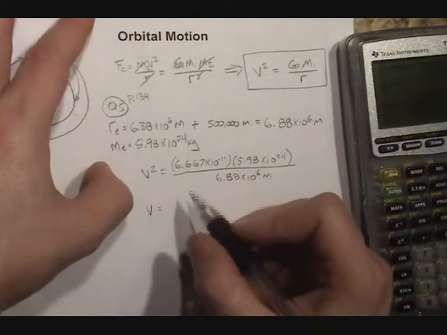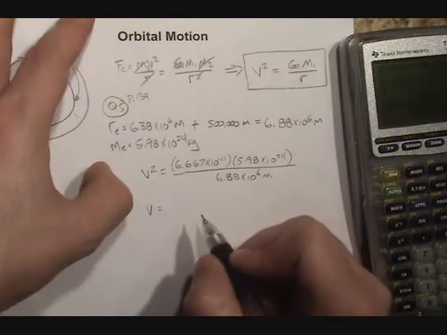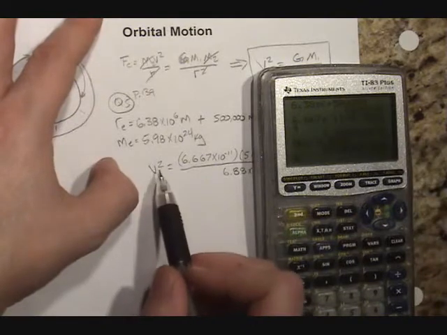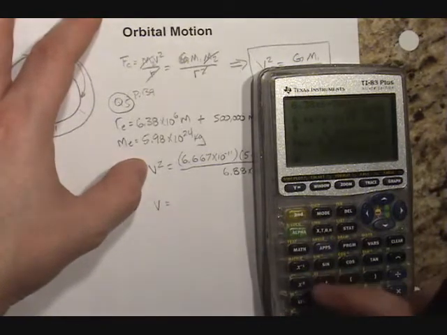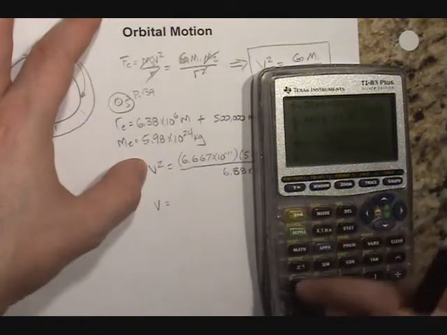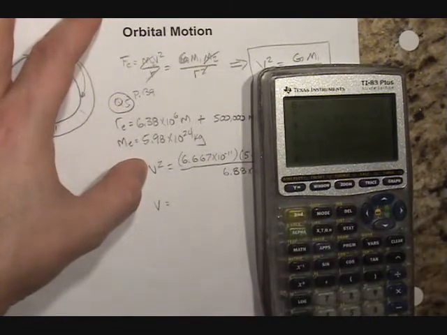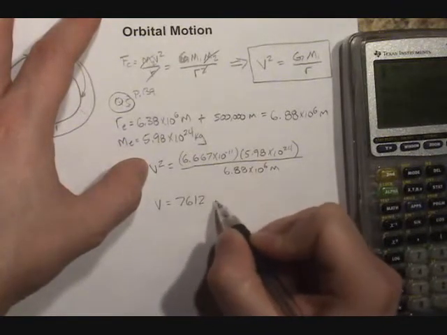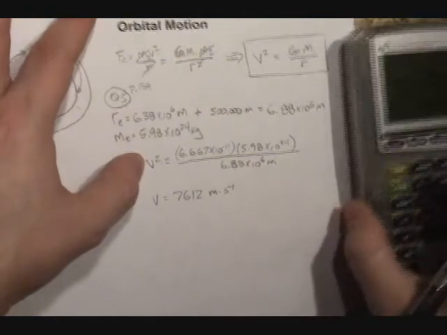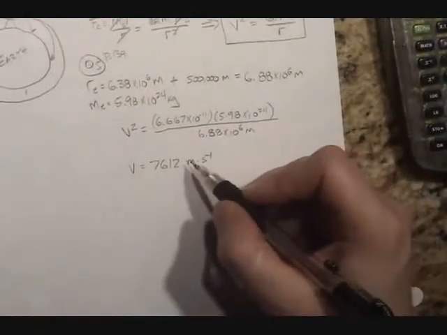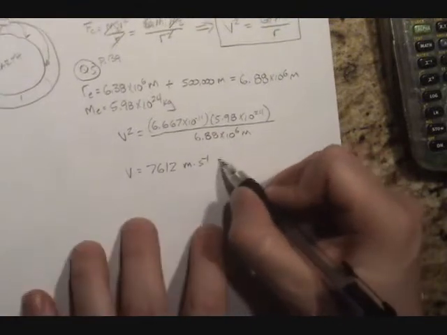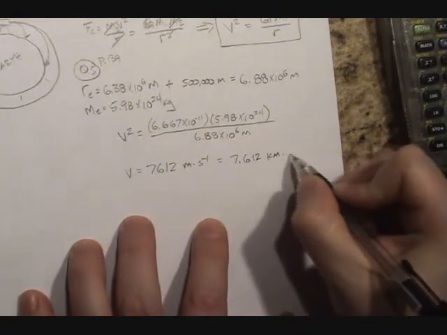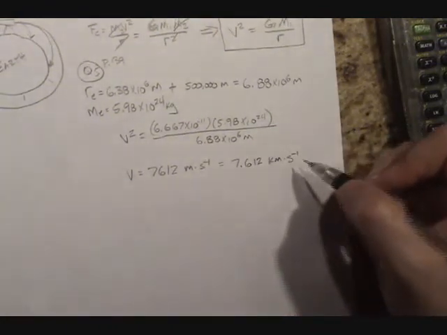So this gives me, so don't forget now, this is not the velocity. We need to square root the number to come up with the actual velocity. So I'm going to take the square root. And I end up with 7,612 meters per second. And of course there are 1,000 meters in 1 kilometer, so that means that we have a speed of approximately 7.612 kilometers per second. We're going to be looking at some very high speeds.